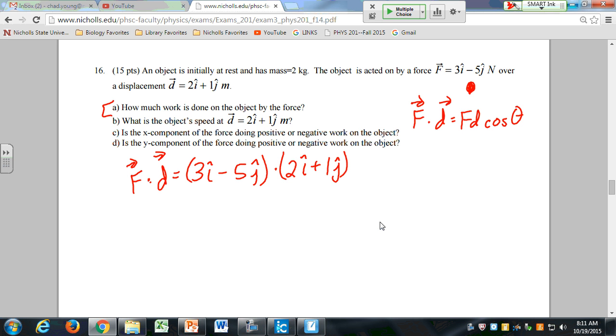So when you're doing your dot product, you just take similar terms. I just say 3 times 2, negative 5 times 1. And I lose all the vector notation because remember a dot product is a scalar product. We'll get into vector products next chapter. All right, so I do 3i dot 2i, minus 5j dot j. But i dot i equals 1, j dot j equals 1. So it's 3 minus 5, negative 2 joules.